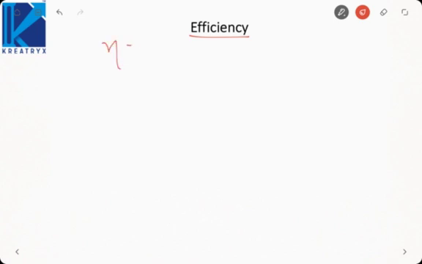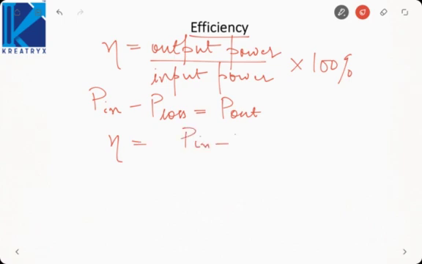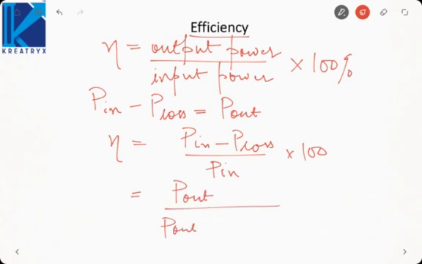So efficiency is defined simply as output power by input power into 100. That is, what fraction of input power the transformer can convert to the output power. Now by energy conservation, input minus loss will be equal to output. So efficiency can be written as P in minus P loss by P in into 100, or otherwise we can write it as P out by P out plus loss into 100%. Okay, this will be my efficiency for any machine.